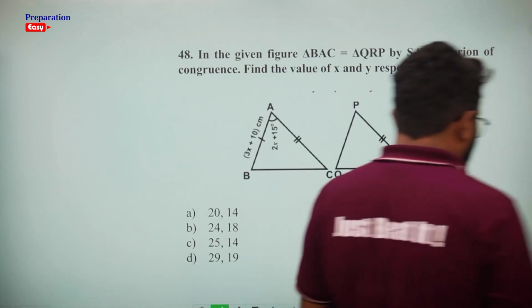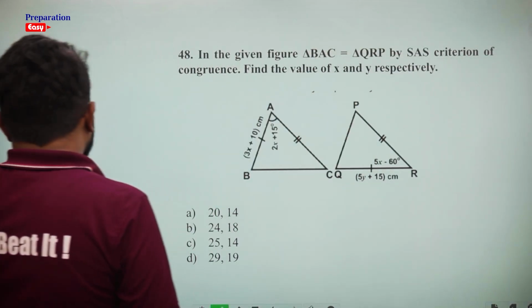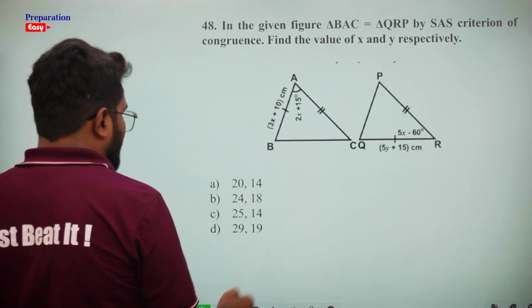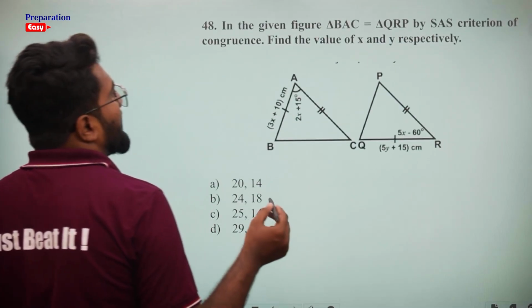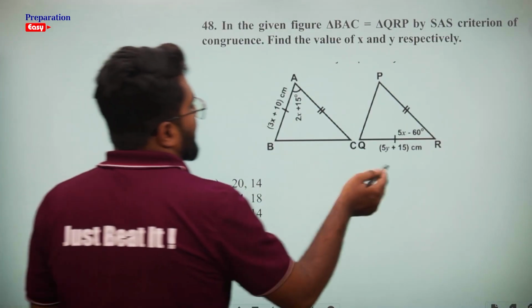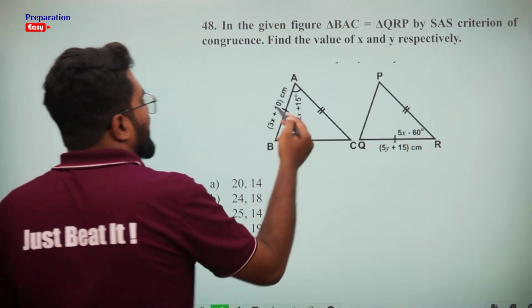Okay. Let's move towards next question. What is the next question? In the given figure, triangle BAC equals to triangle QRP by SAS criteria. Find the value of x and y. We have to find the value of x and y. If they are equal, the angles are also equal.